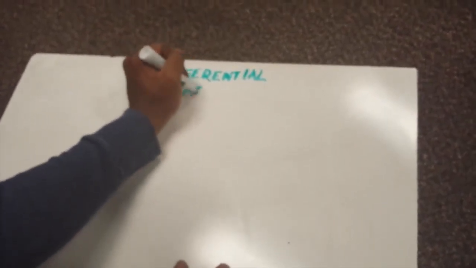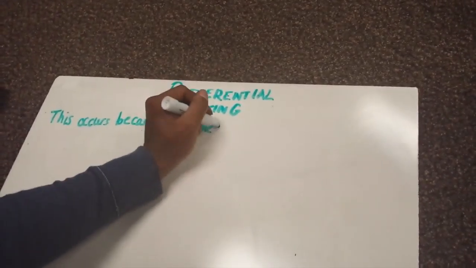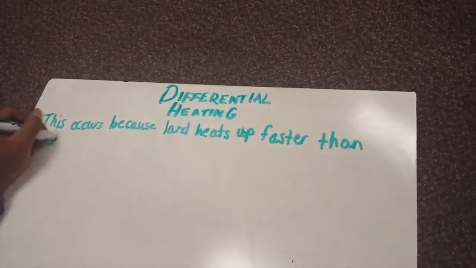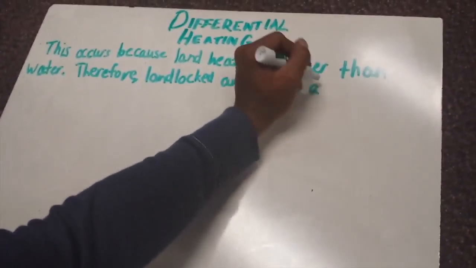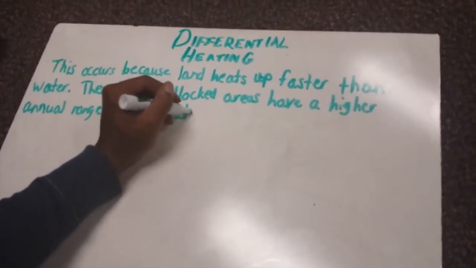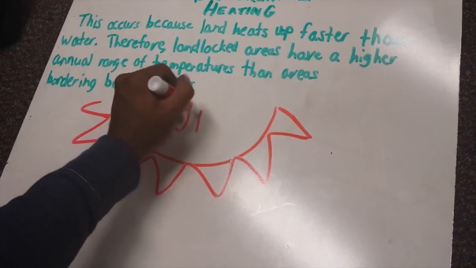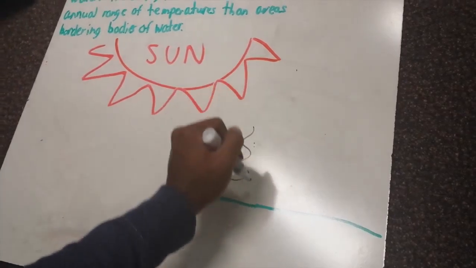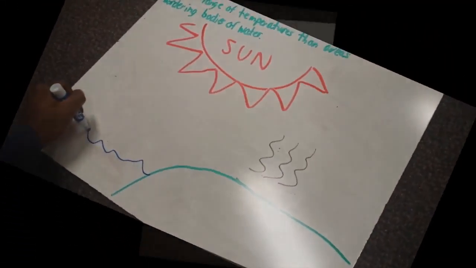So it is here where we discuss differential heating. This occurs because water heats up at a much slower pace than land does. Therefore, you have higher annual temperature ranges in landlocked regions than you would in a region bordering the Atlantic Ocean or the Pacific Ocean. So that's why that happens. So there you have the sun. There you have the land heating up very quickly. And there you have the water, which is sort of just chilling.